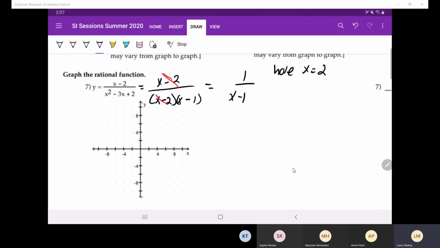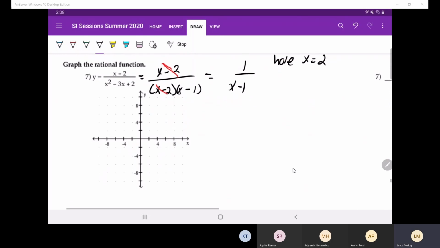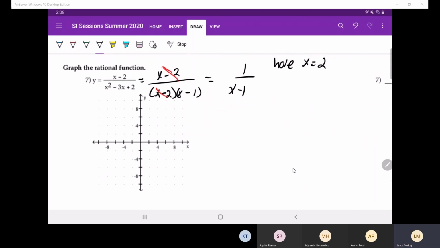Keep in mind, you have a hole at x equals 2. Leaf blowers, I'm going to kill someone. Can y'all hear the leaf blowers? They're right by my window. Okay, we're going to try to get through this. Sorry.